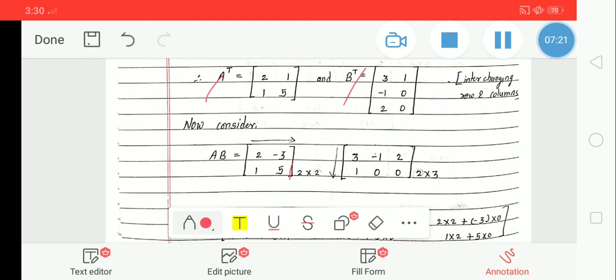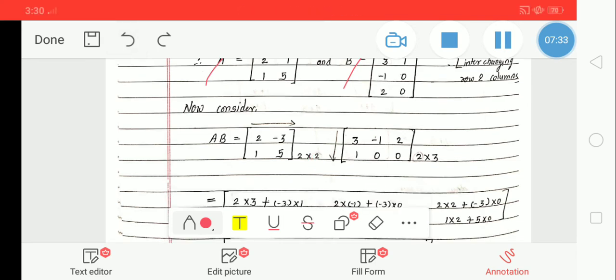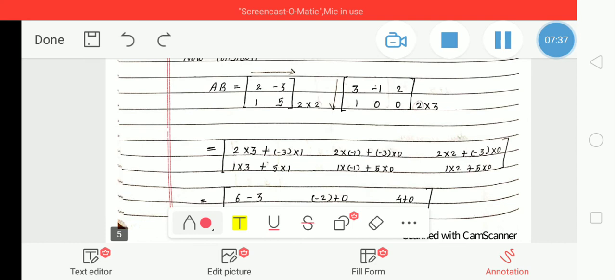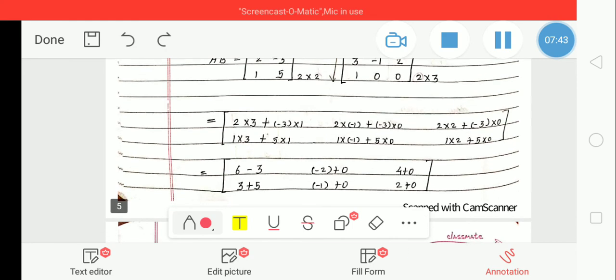So here the column of the first matrix is 2 and here the row is 2. So both are of equal order, so we can multiply both matrices. We know how matrix multiplication works; we studied this in the last lecture.